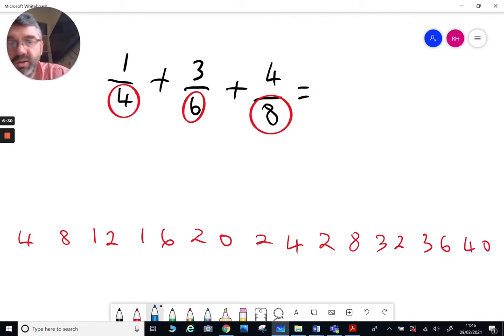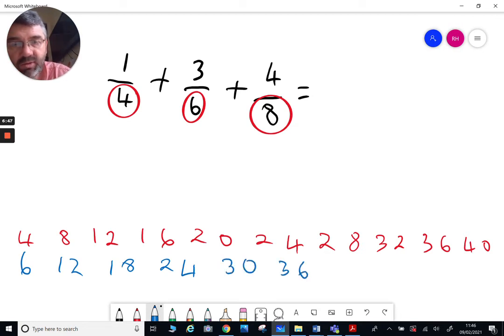Let's switch colours. Let's try the 6 times table. 6, 12, right, but we've got 12 in each, but we don't know yet because we've still got the 8, so we keep going. 18, 24, 30, 36, and we've got 42. Now, there's no point going any further than that because we've only gone up to 40 in the 4 times table. So we'll hold fire on the 6 times table at the moment.